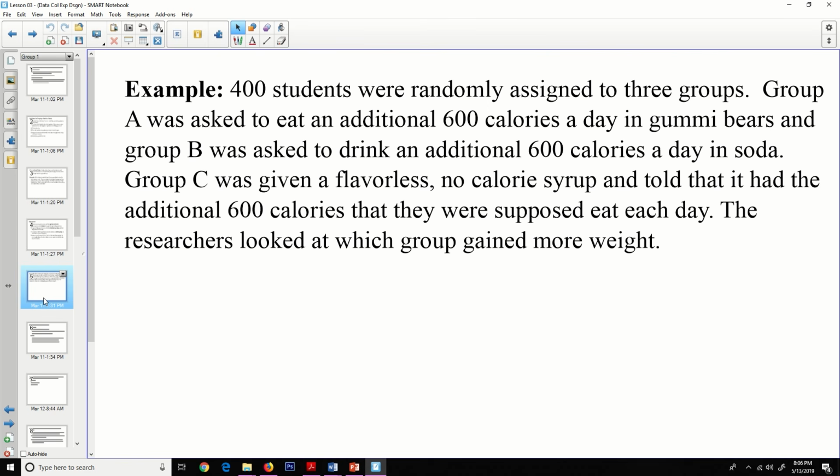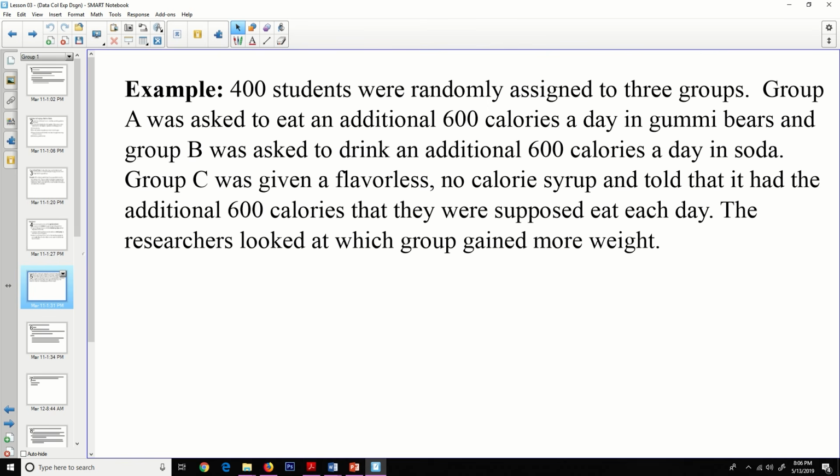Group A was asked to eat an additional 600 calories a day in gummy bears. Group B was asked to drink an additional 600 calories in soda. Group C was given a flavorless, no-calorie syrup and told that it had the additional 600 calories that they were supposed to eat each day. The researchers looked at which group gained the most weight.